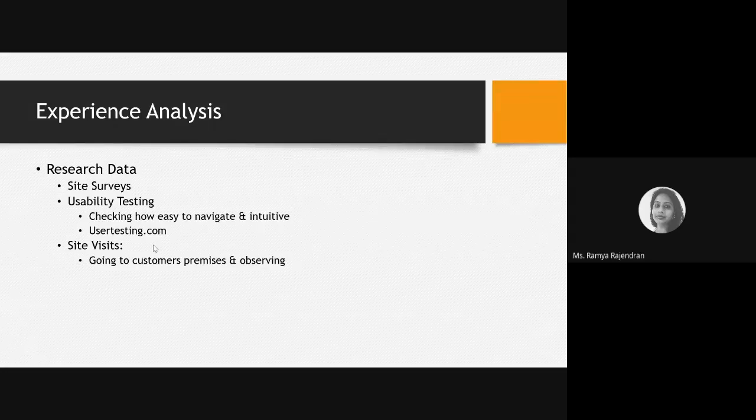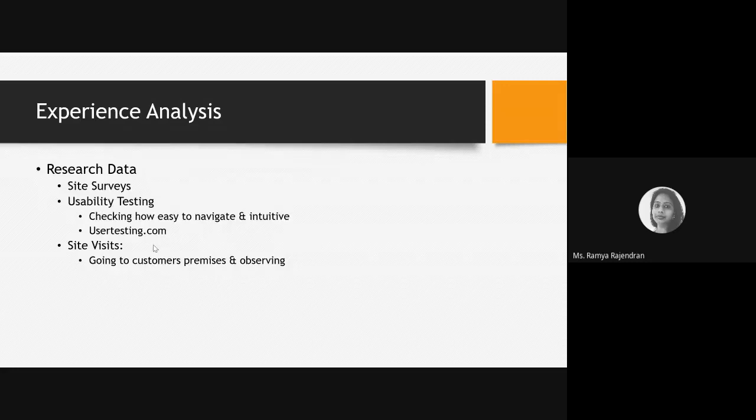The next one is site visit. Here people will go to the customer's premises, a home or an office, and observe how they accomplish the task on the website amidst a lot of distractions, like ads popping up or their own personal distractions. So here people are not relying only on the feedback given through usability testing or surveys, but are really observing the person's behavior.